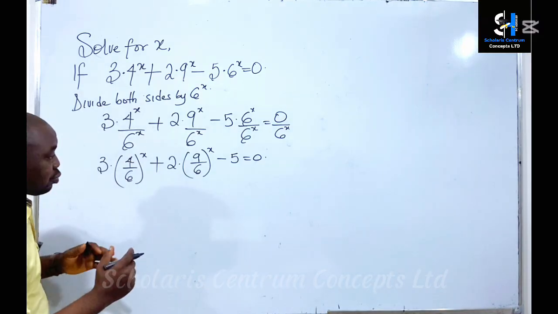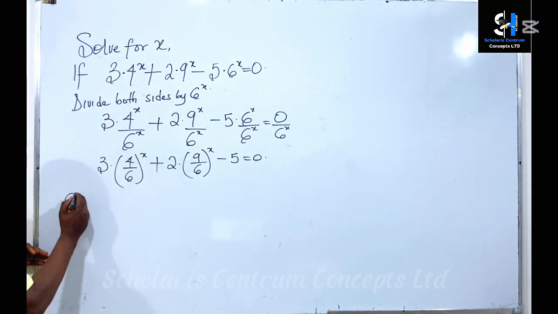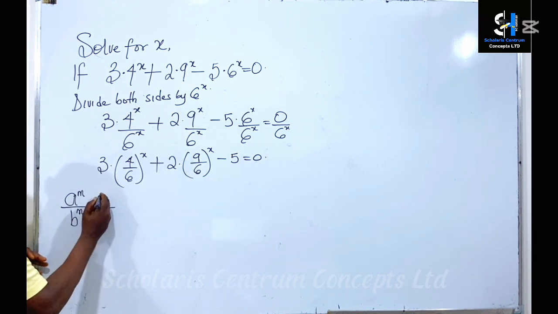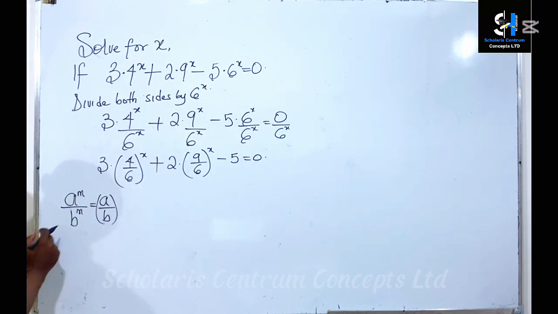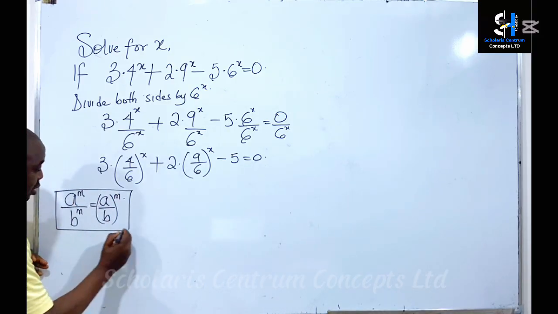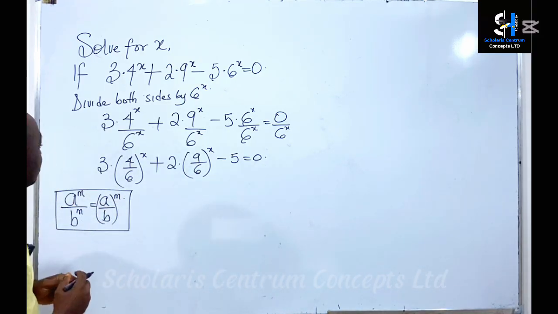That is when we use the property: a exponent n divided by b exponent n will be written as the quotient of a and b, that is a divided by b raised to the power of n. That's exactly what we apply here.